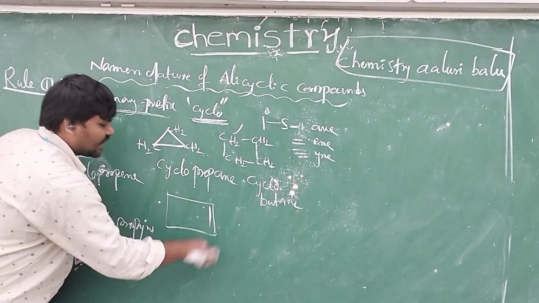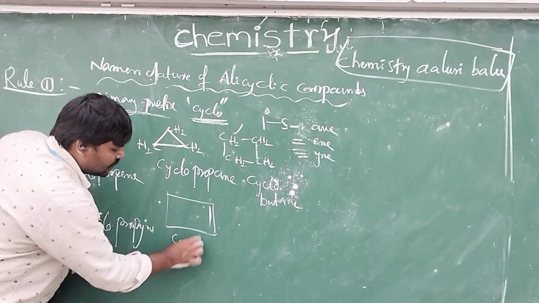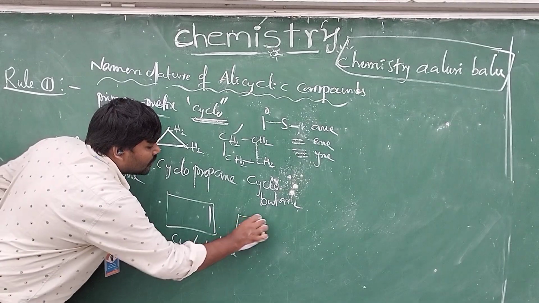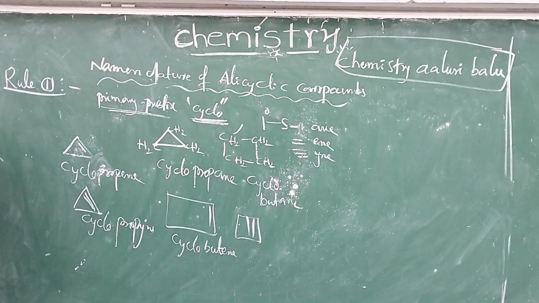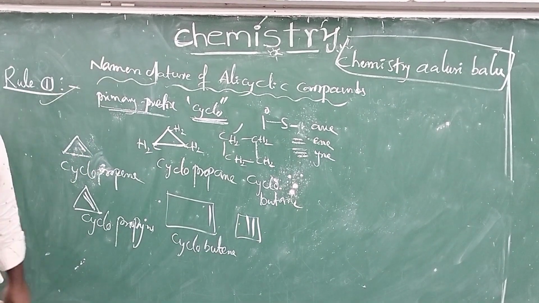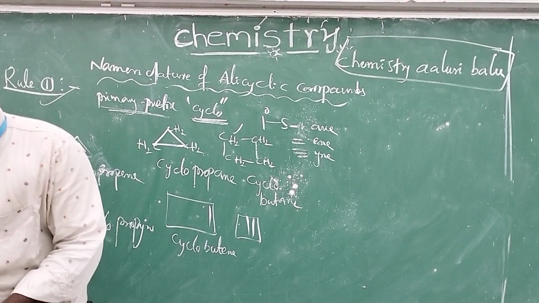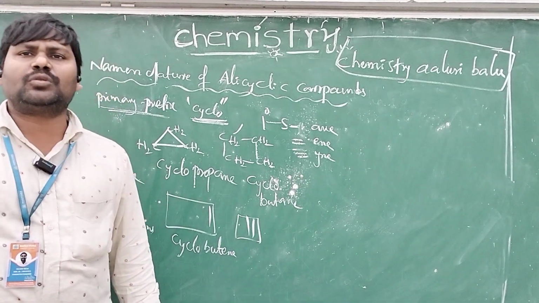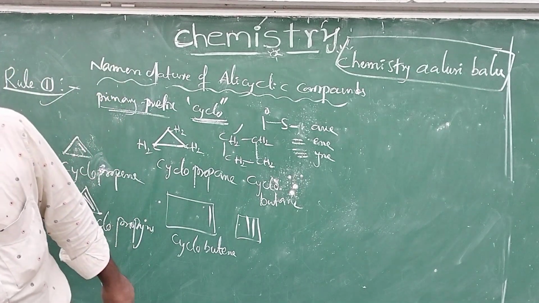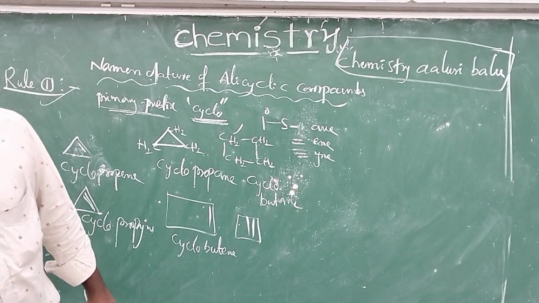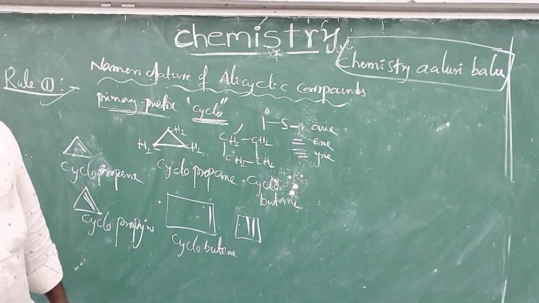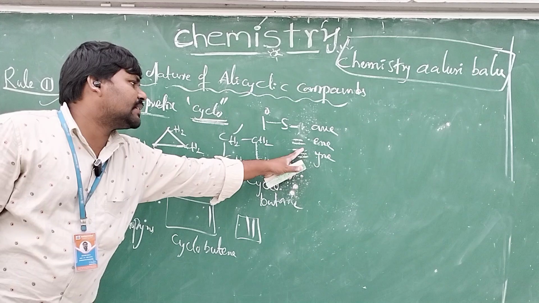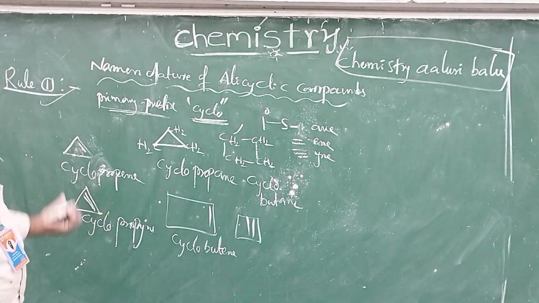Like this, cyclobutene, cyclobutane, etc. So this is rule number one. Rule number one indicates that the names of alicyclic compounds are obtained by adding the primary prefix cyclo to the root word, and for a cyclic compound containing all single bonds in the ring, the primary suffix "-ane" is added. Double bonds, "-ene", triple bond, "-yne". This is rule number one.